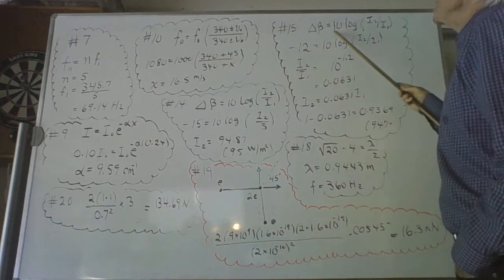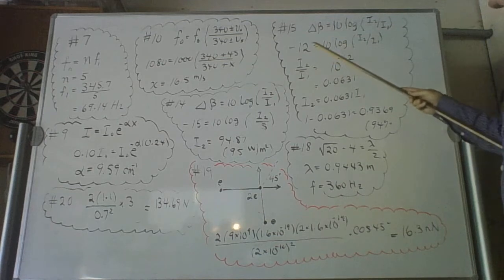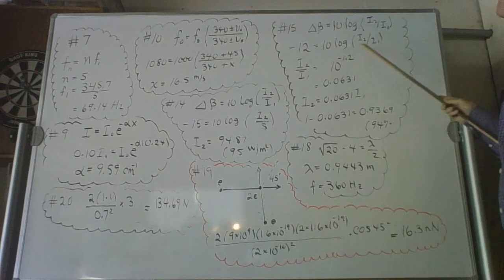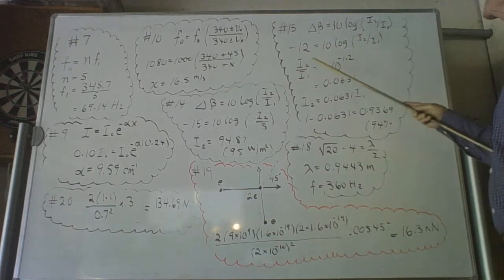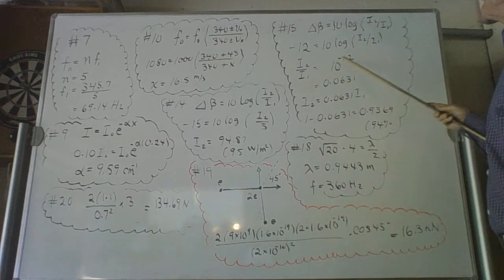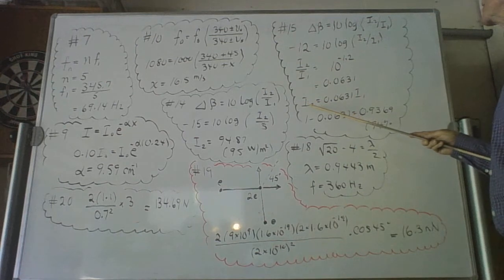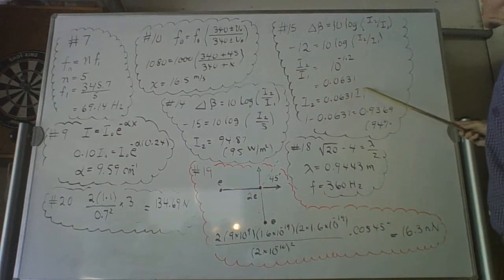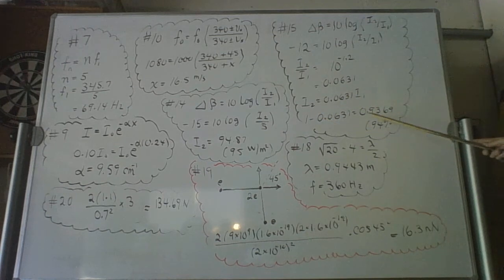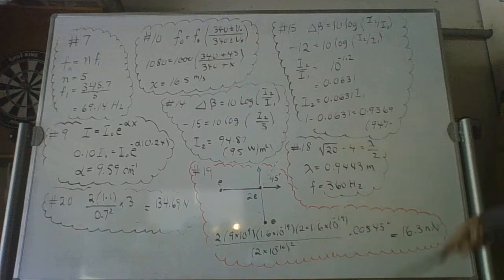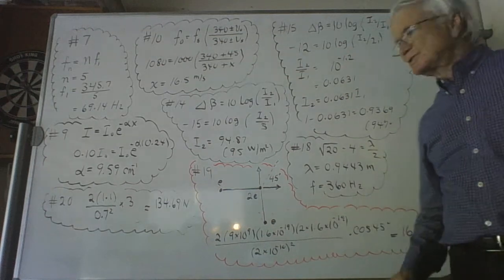Number 15, same equation, delta beta. This time delta beta is negative 12. We rewrite this equation to get the ratio of the intensities. Multiply and you get the second intensity is that fraction of the initial one. So the amount of loss is this decimal fraction, 0.93 rounded off to 0.94. So it's a 94% loss.